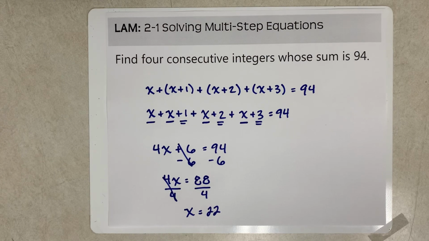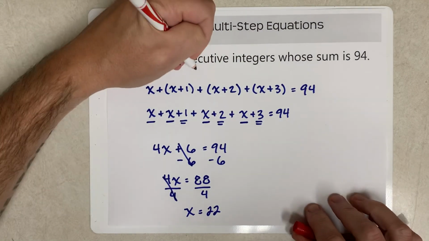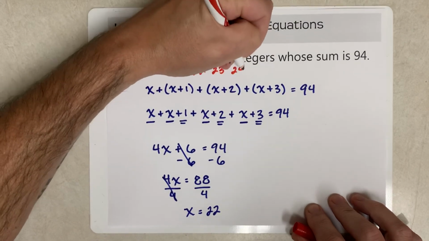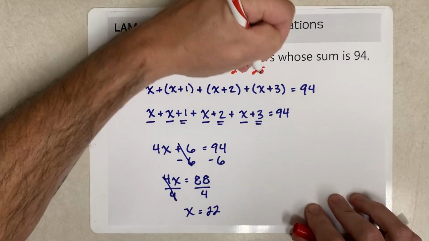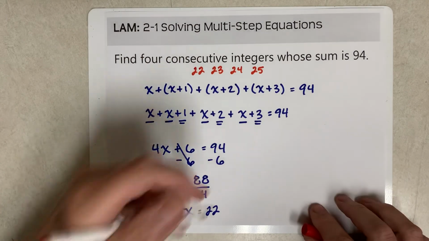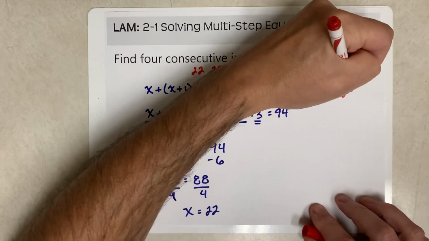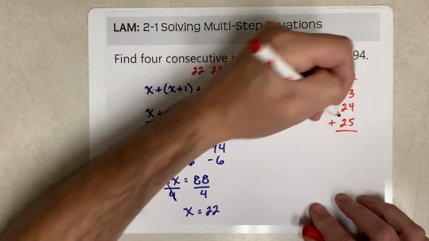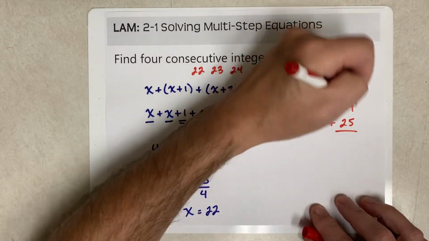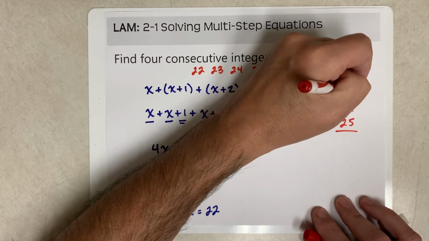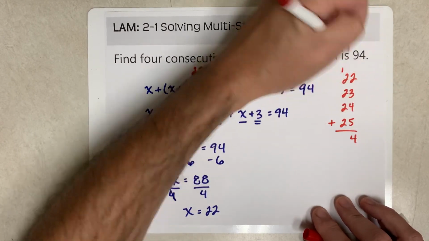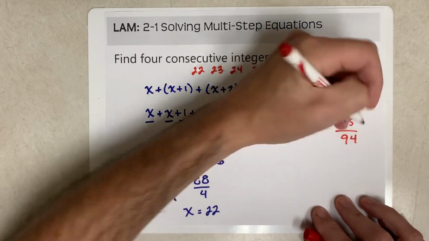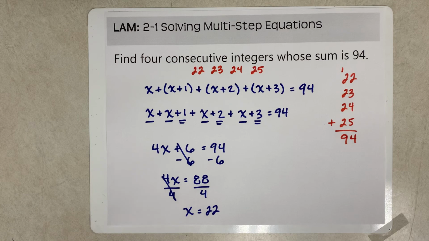Okay, so let's see what our numbers are. Our first one's 22. Our next one is 23. Our next one's 24. Next one's 25. Okay, so let's check our work over here and see if that's right. 22, 23, 24, 25. All of those have to add up to 94. 5, 6, 7, 8, 9, 10, 11, 12, 13, 14. Regroup. 2, 4, 6, 8. Another one makes 9. And it does indeed make 94 when you add them all together.